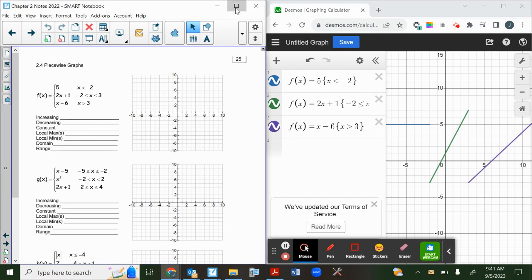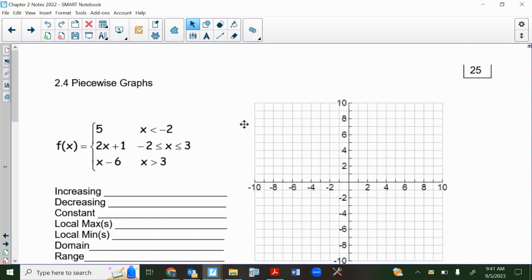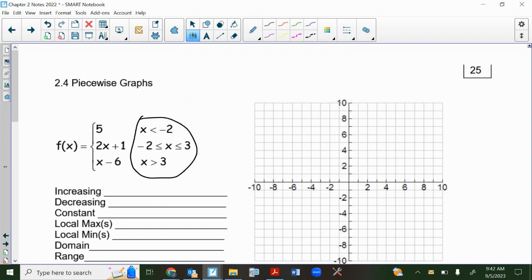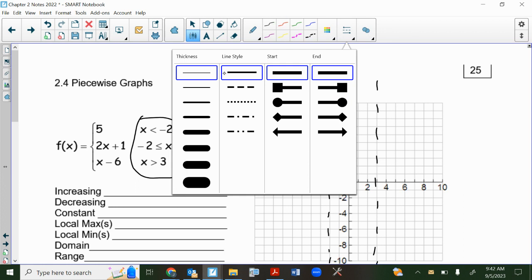So how would you do that without having Desmos? You just have to know how to graph each of the pieces separately, and you know how to graph lines, so I'm not too worried about it. But what I like to do is look at the domain first. I see that at -2 I should have a switch from one piece to the other. Then my other switch happens at 3.